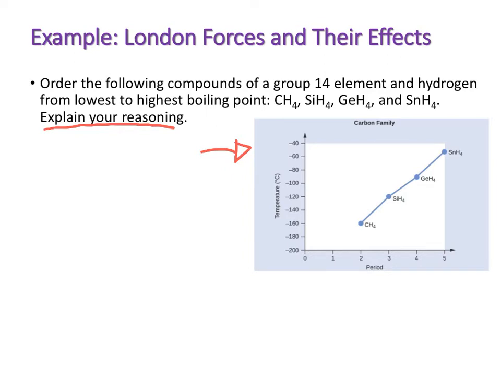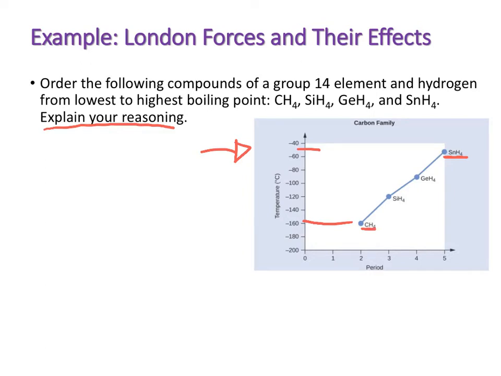This chapter, there is not any calculations, honestly. It's all about you understanding the concepts and being able to explain why. So here we can see that the carbon compound with hydrogens has the lowest boiling point, versus this tin compound, which has the highest boiling point, right? So why is this the case?